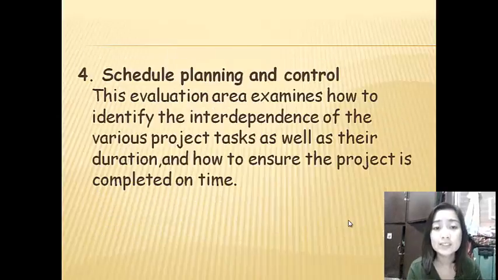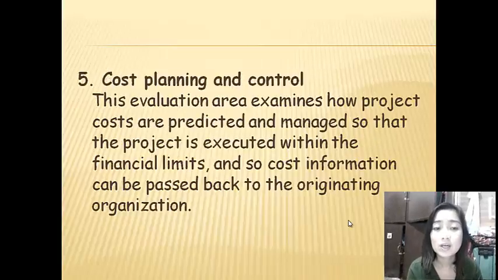Number four is the schedule planning and control. This evaluation examines how to identify the interdependence of various project tasks as well as their duration, and how to ensure the project is completed on time. Number five is cost planning and control. This evaluation examines how project costs are predicted and managed so that the project is executed within the financial limits, and so cost information can be passed back to the originating organization.